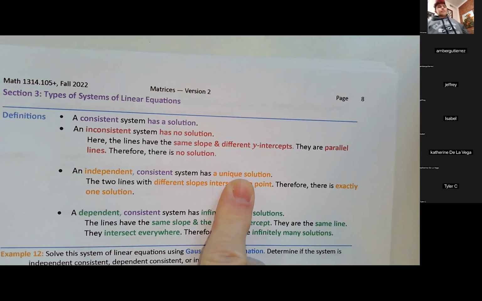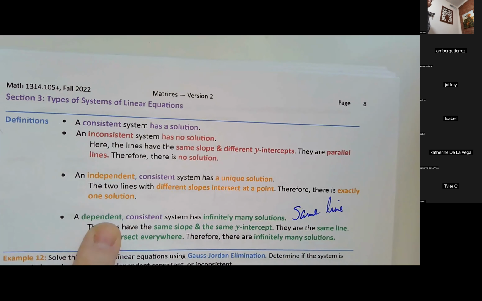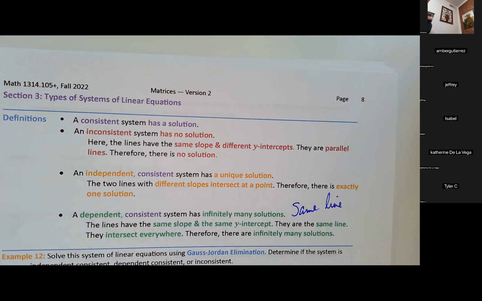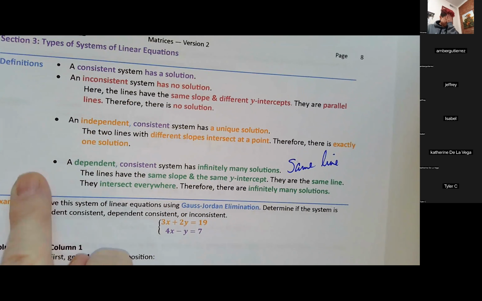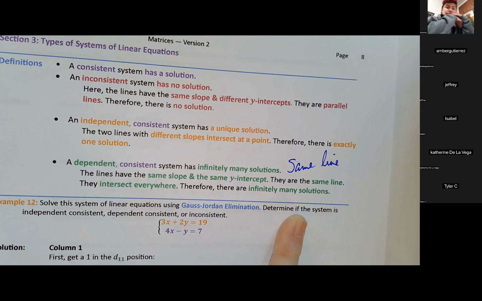So consistent, there is a solution. Inconsistent, no solution. And for inconsistent, we have to have parallel lines. And then if we have a solution, we can have one solution that would be called independent, and that means we've got one intersection point. Or we can have a dependent consistent system where the two lines are actually the same. So from now on, we're going to answer at the end whether or not the system is consistent, inconsistent, independent, or dependent.